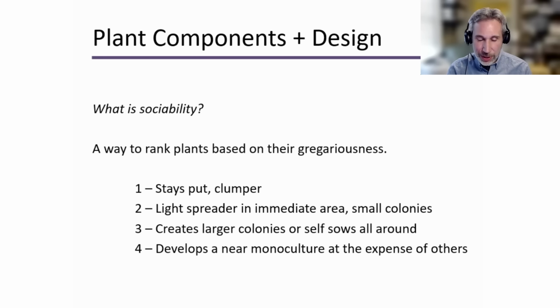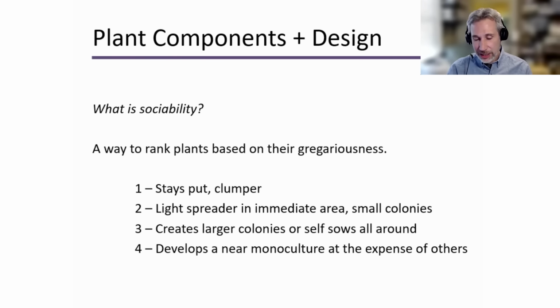So on the sociability ranking scale, a level 1 plant stays put. It's a clumper. It's just a circle. Two, it's a light spreader in the immediate area, right? So it might create a very small colony. You might see a few extra happy plants here and there next year, a couple years later, that's it.